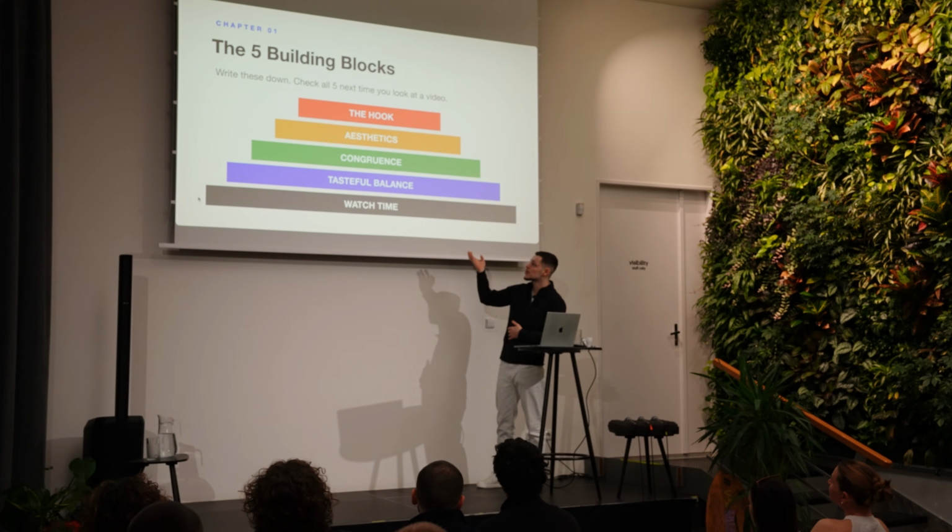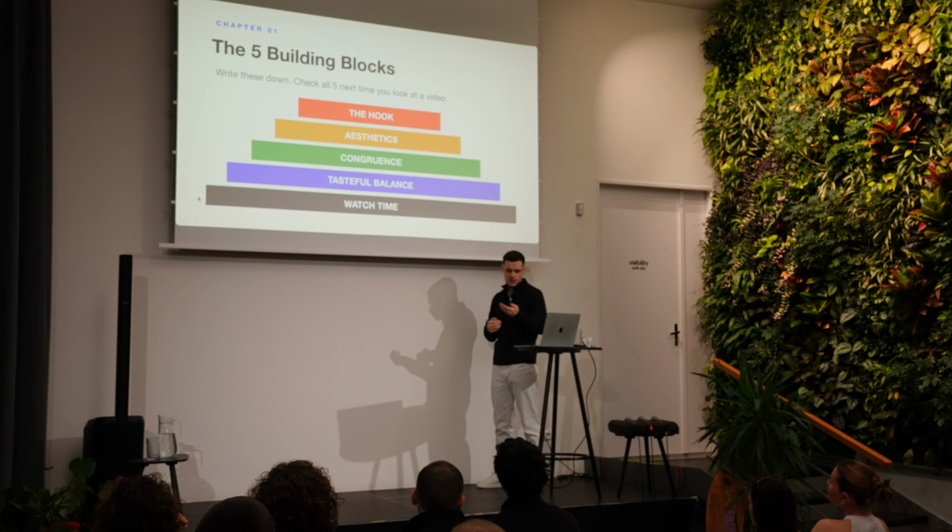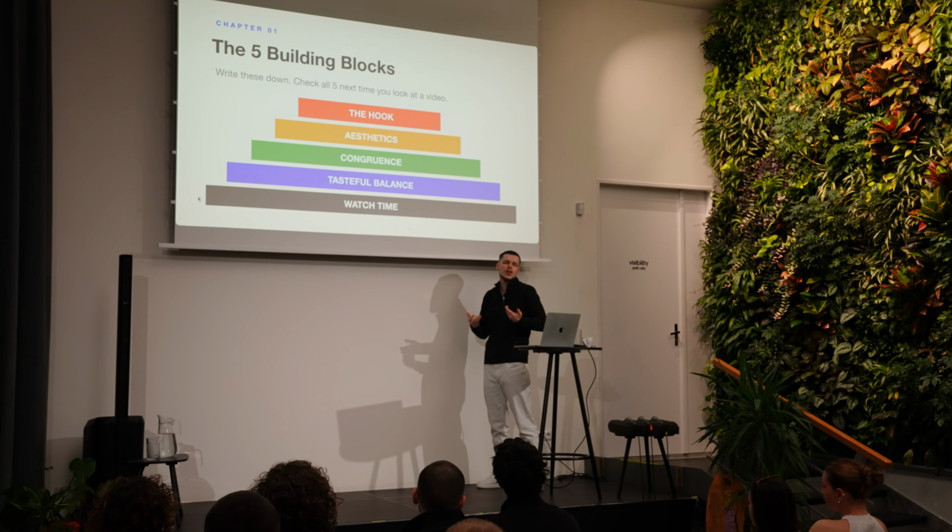If you have a hook, congruence, whatever, but it's not aesthetic, it looks like shit, like in front of a white wall with 480p quality, people are just going to scroll away. See it like a Netflix movie. If you watch a movie and it's the worst quality ever, you're not going to watch it, right?